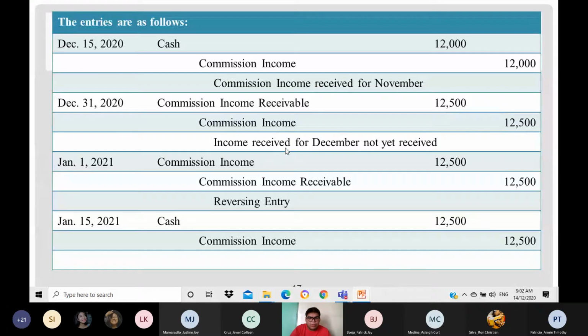So, pagdating ng January 1, 2021, reversing that. So, commission income debit na siya. So, you will credit it as receivable, 12,500. Sa January 15 mo pala makukuha yung commission mo for the month of December. So, hence, you have cash for January 15, 2021, debited 12,500. And then, yung commission income, it is credited as commission income.